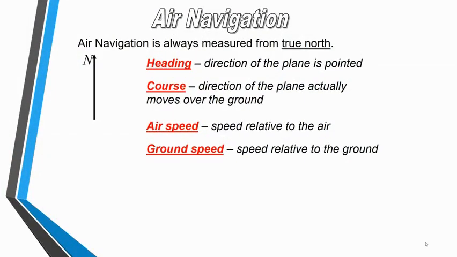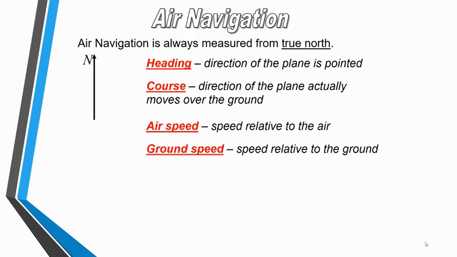And so some of the words here that you need to be familiar with, as we've mentioned before, air navigation is always measured from true north. That is not a vector of measurement, but it is just a way to describe your direction. The word heading is the direction the plane is pointed or where it wanted to go. The course is the direction that the plane actually moves over the ground. That is after the effect of the wind.